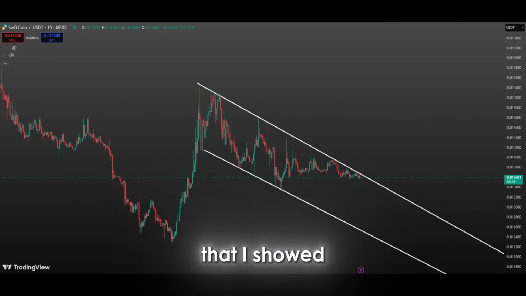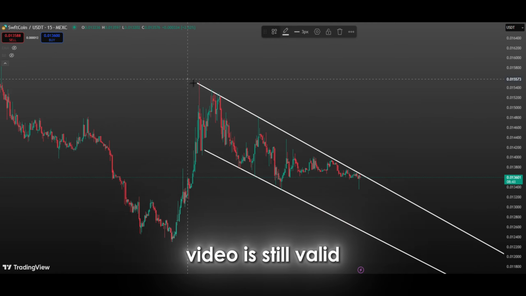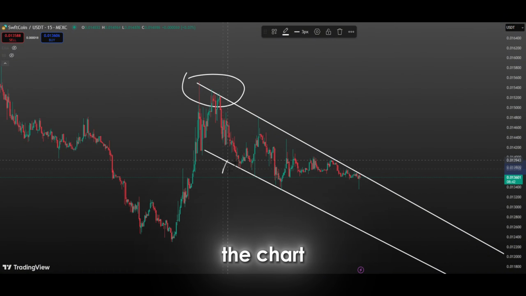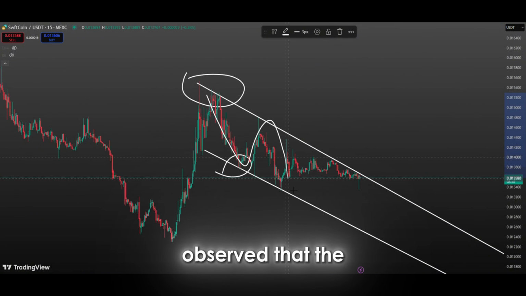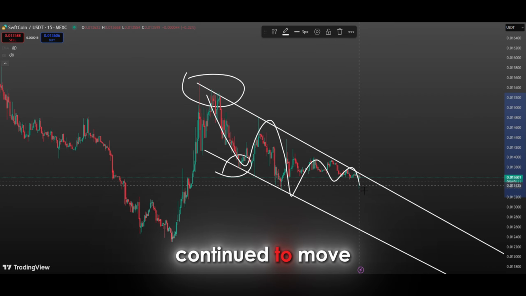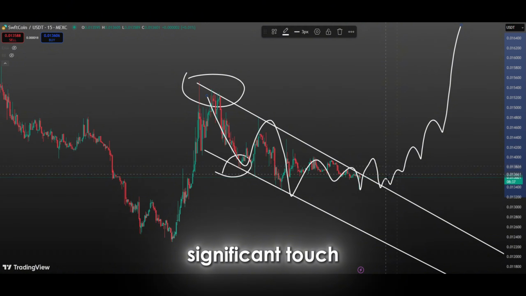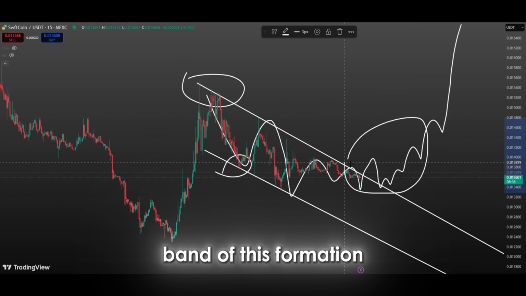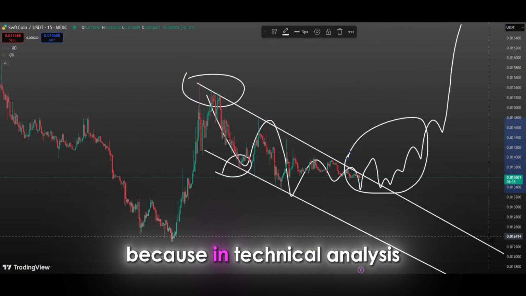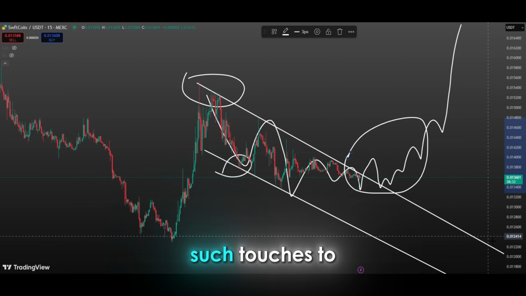The flag formation that I showed you in detail in the previous video is still valid and continues to clearly exist on the chart. Since then, we've observed that the price movements have continued to move within the boundaries of this formation. Currently, the price has made a significant touch toward the upper band of this formation. This touch is critically important because, in technical analysis, such touches to the upper line of a flag formation can often be the beginning of major moves.